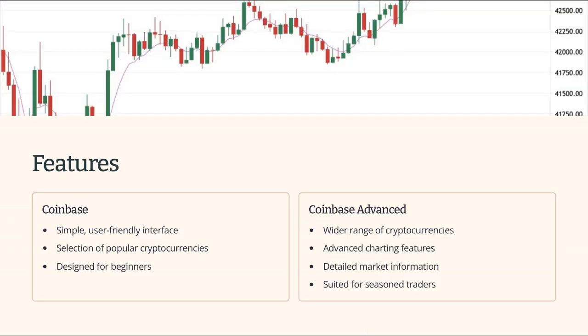Coinbase offers a simple, user-friendly interface for buying and selling cryptocurrencies. It provides a selection of the most popular cryptos. On the other hand, Coinbase Advanced, also known as Coinbase Pro, offers a wider range of cryptocurrencies, advanced charting features, and more detailed market information. This makes it more suitable for seasoned traders.